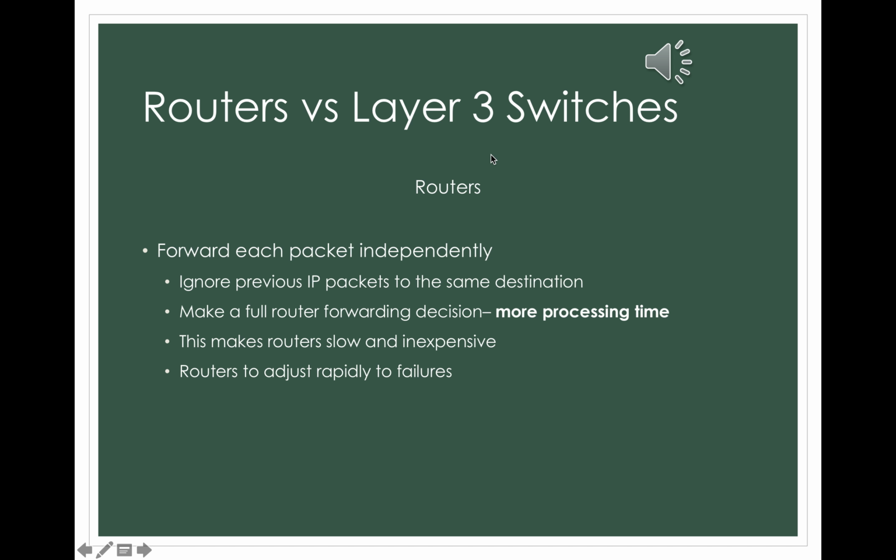So now let's talk about routers. Routers forward each packet independently. They ignore previous IP packets to the same destination. They make a full router forwarding decision. They take a great deal of time to make these decisions, and this makes routers slow and also expensive. And routers adjust rapidly to failures.